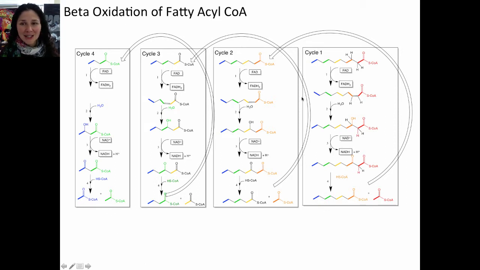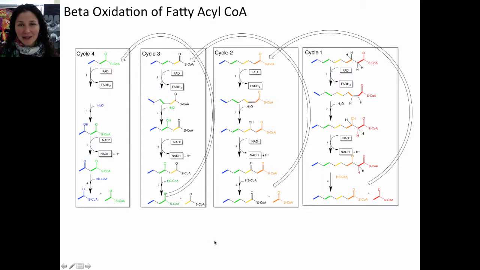Notice that this is a 10-carbon molecule that started. The 10-carbon molecule has 5 different 2-carbon pieces that can be used to make acetyl-CoA molecules. It's a 10-carbon molecule with 5 2-carbon pieces, but you only need to go through 4 cycles of beta oxidation because in the last cycle, 2 of the 2-carbon pieces are products.